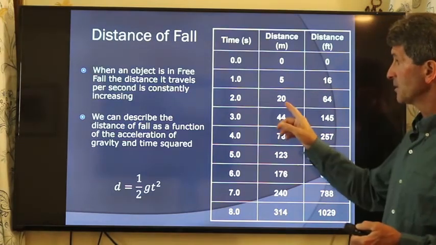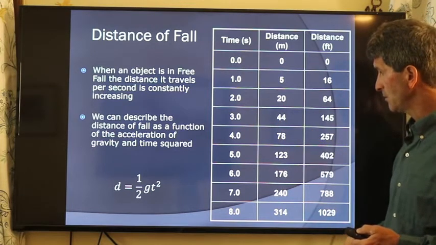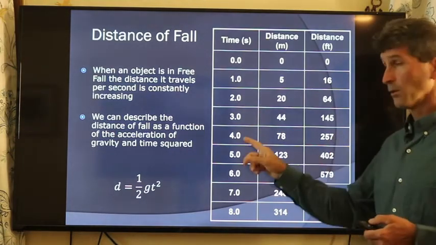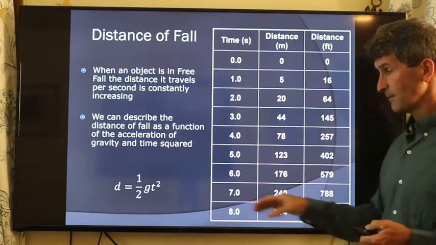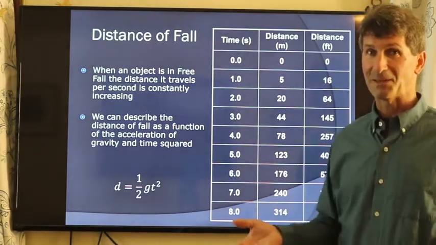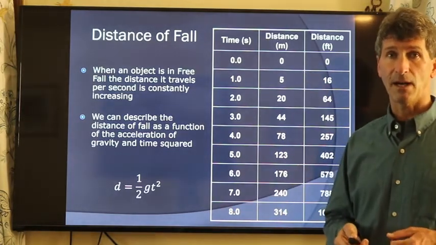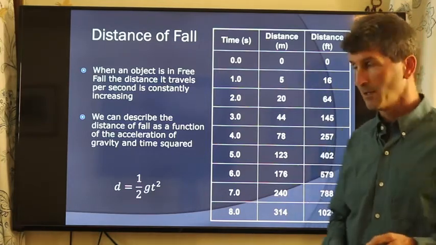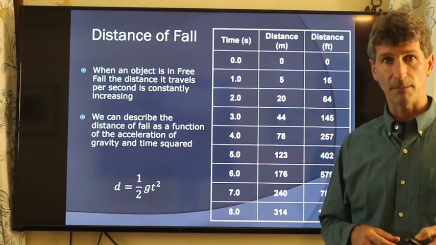It takes you only 2 seconds to fall 20 meters. It takes only 4 seconds to fall 250 feet. 1,000 feet roughly would take you about 8 seconds to fall. That's why when people skydive, they're usually skydiving from a fairly high altitude. They want enough time to experience free fall, but not such a short amount of time that they don't have time for their parachute to deploy.